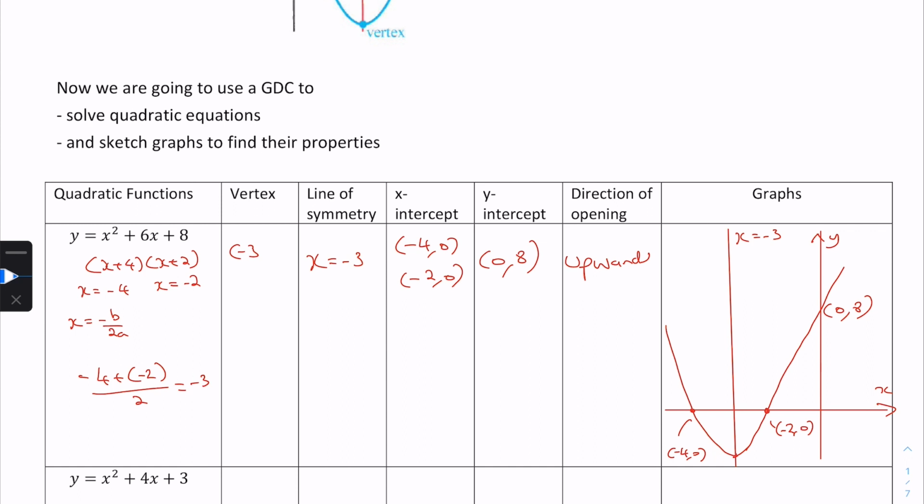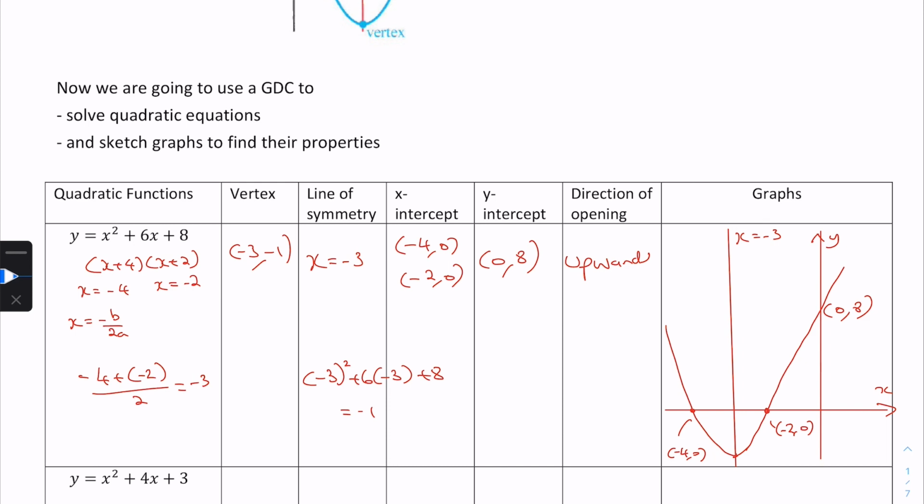How do I get my final answer? By plugging minus 3 back into here. And that's how I get the y-coordinate of that point. So it will be, I'll do it down here, minus 3 squared plus 6 times minus 3 plus 8. If I simplify all that, the answer will be minus 1. And that is how you do this question for this very first one.